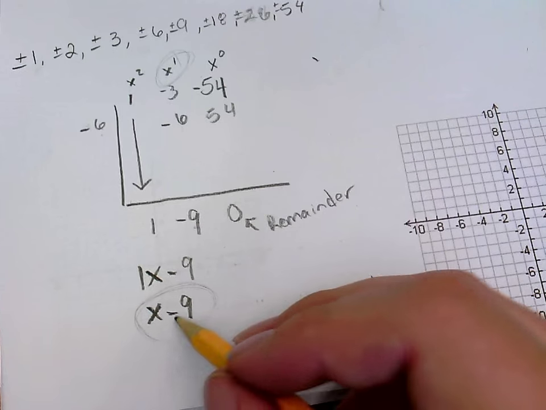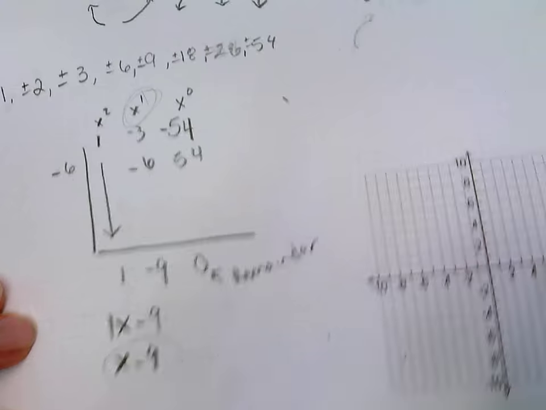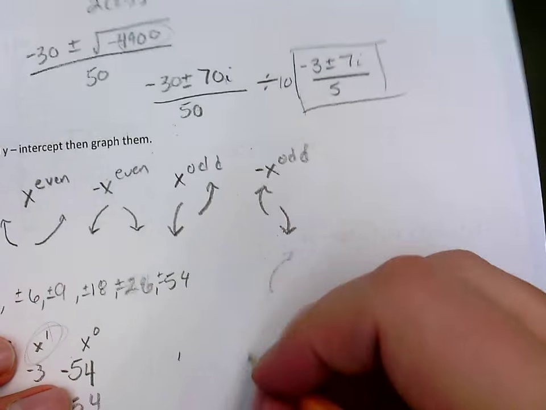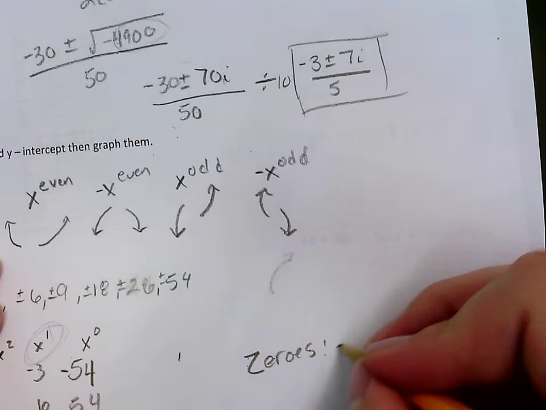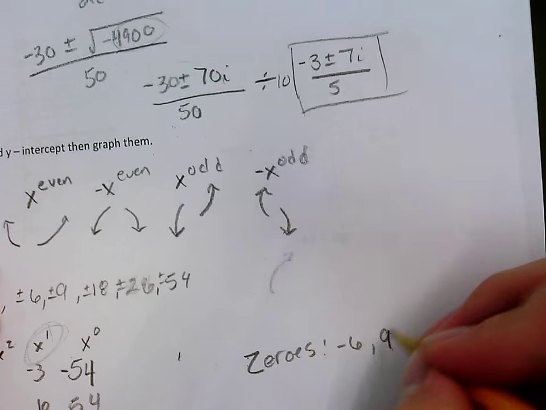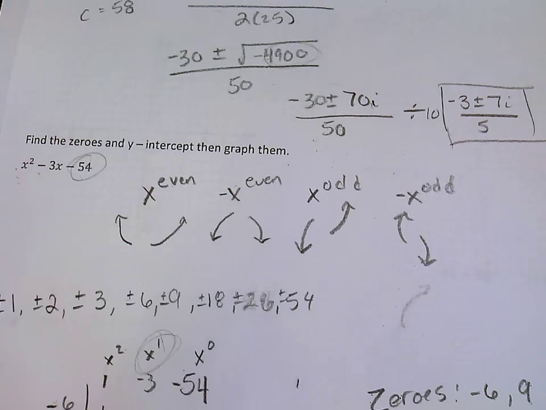We've got to figure out what minus 9 gives us 0. Well, I can tell you 9 minus 9 gives you 0. So we know our zeros are negative 6 and 9. And we can tell we only have 2 zeros because this is only an x squared. If it was x cubed, you'd have 3 zeros. x to the 4th would be 4 zeros, and so on and so forth.